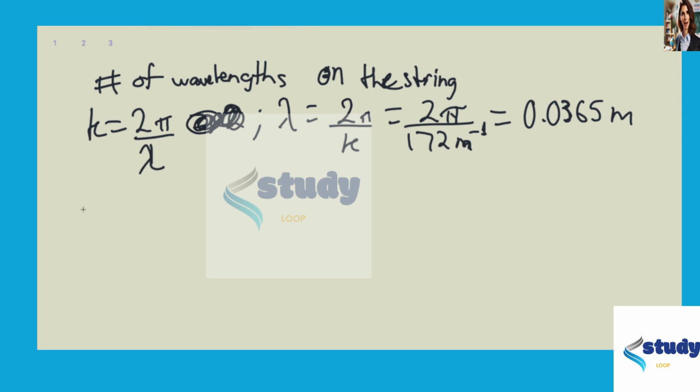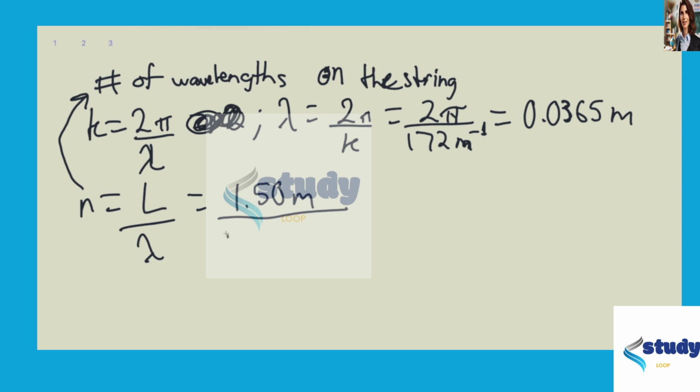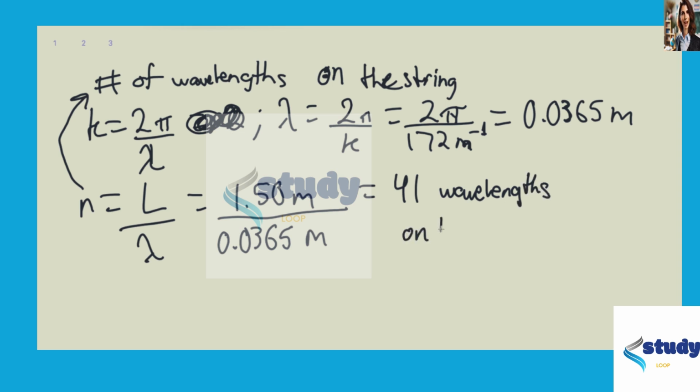Now, all you have to do is find n, being defined as the number of wavelengths on the string, which is going to be simply the length of the string divided by the length of one wavelength. So 1.5 meters divided by 0.0365 meters. And this is going to be 41 wavelengths on the string. So this is the max number of wavelengths that are present on the string.